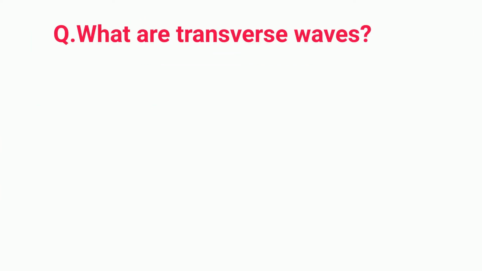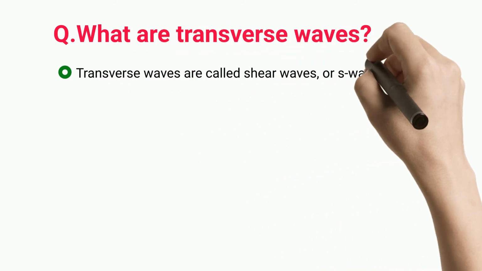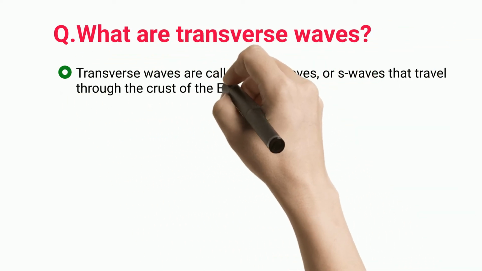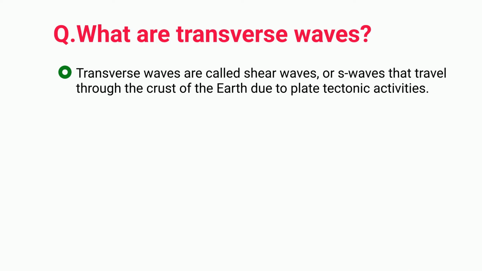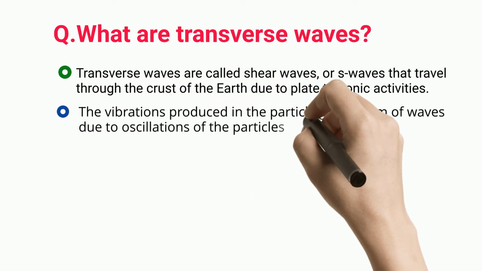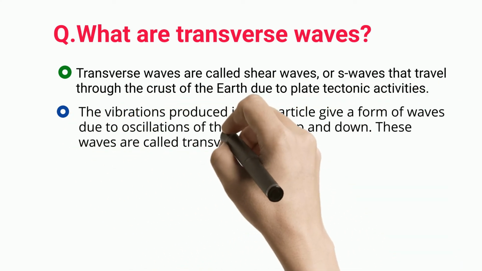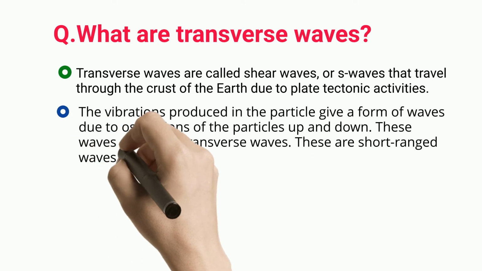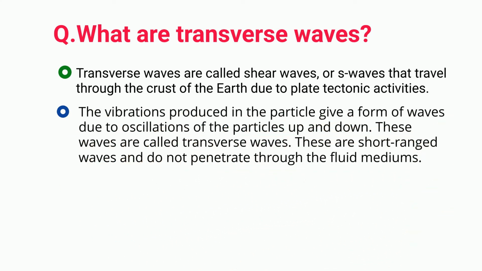What are transverse waves? Transverse waves are called shear waves, or S waves, that travel through the crust of the Earth due to plate tectonic activities. The vibrations produced in the particles give a form of waves due to oscillations of the particles up and down. These waves are called transverse waves. These are short-ranged waves and do not penetrate through fluid mediums.